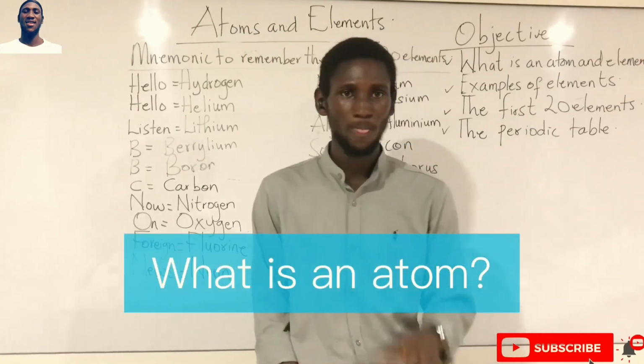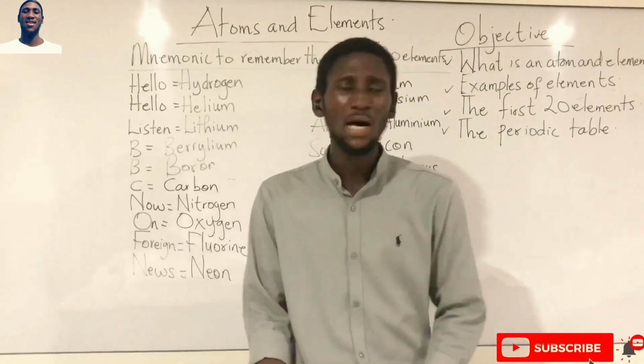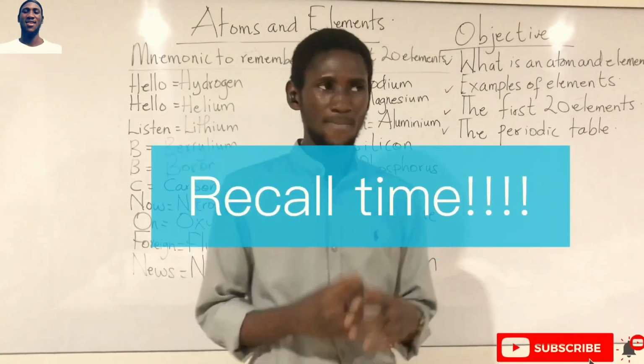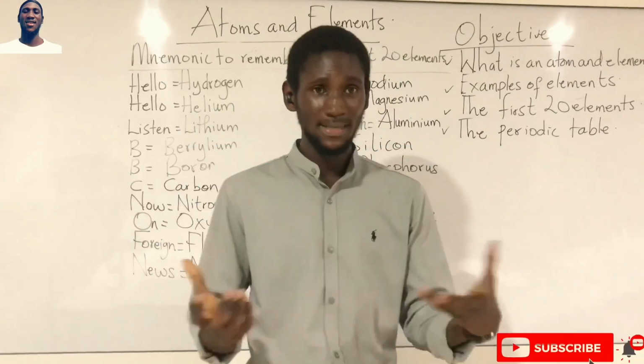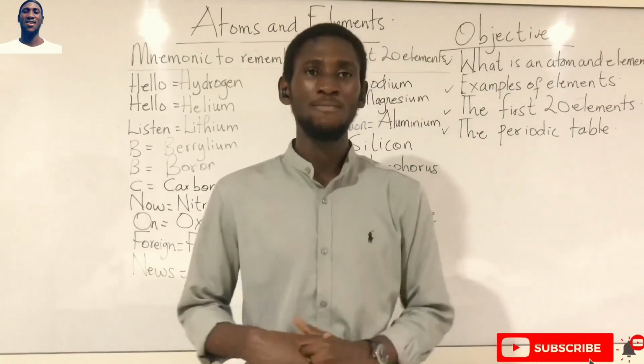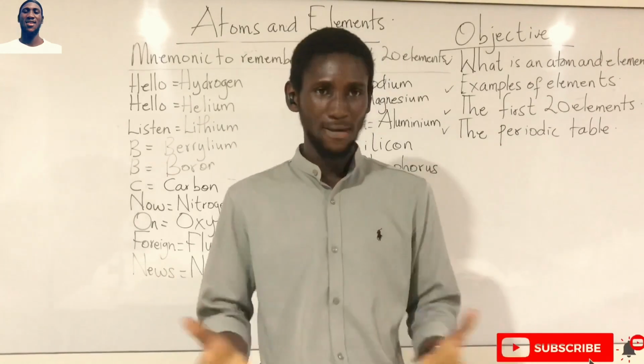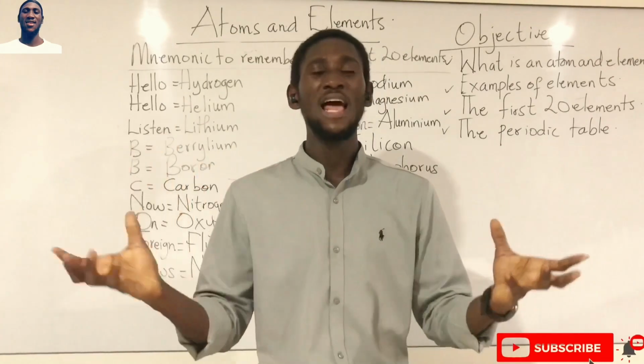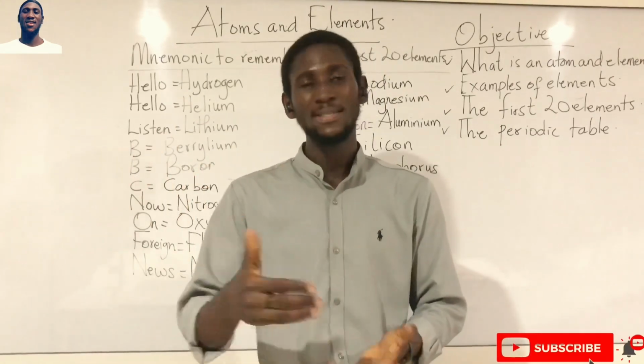Now that we have understood that everything around us contains elements, then let's look at what then is an atom. An atom. Now, let's do a little recall. In biology, we learned about cells. We learned that cells are the basic unit of life. Every living thing started out as a cell.